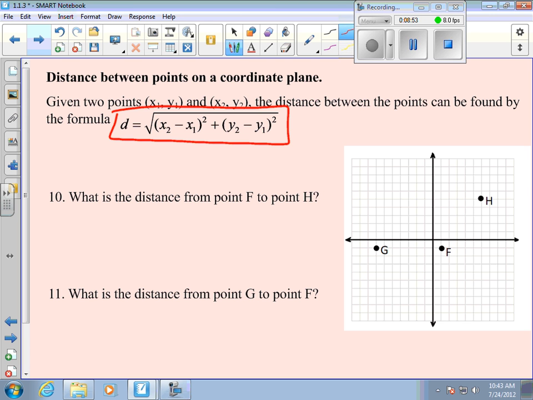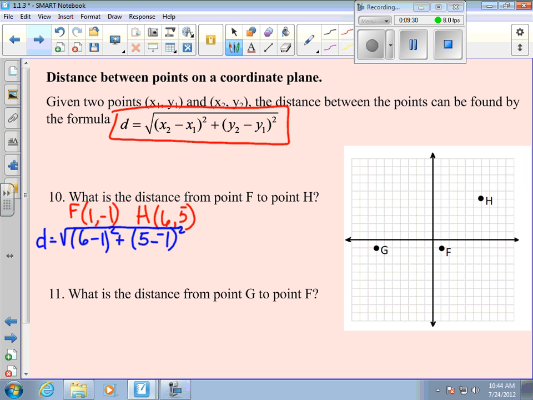So what's the distance from point F to point H? These are the exact same coordinates from the previous slide. So our F was at 1, negative 1, and our H is at 6, 5. So we're going to go ahead and do the distance formula with this. So our distance formula says d equals the square root of, now we're going to plug in, and again, if you don't know where I'm getting these numbers from, hit pause, go back and look. Okay, 6 minus 1 squared plus 5 minus negative 1 squared.